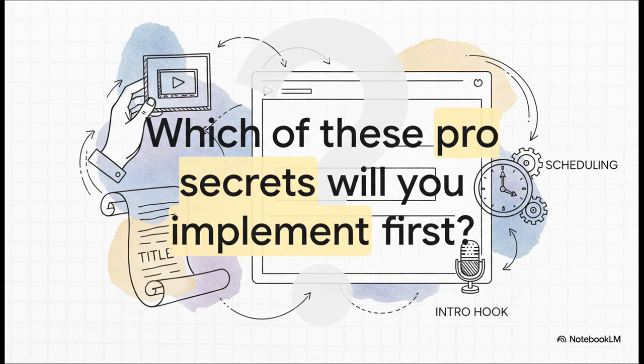And there you have it. That's the whole playbook, from the upload to the optimization to that killer creative hook. The only thing left to do is actually apply it. So I'll leave you with this question. Which of these pro secrets, the thumbnail, the title, the scheduling, or that intro hook, are you going to implement on your very next short?